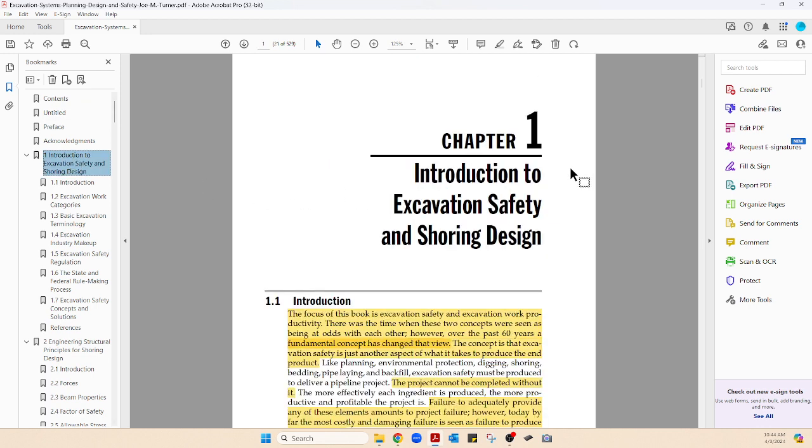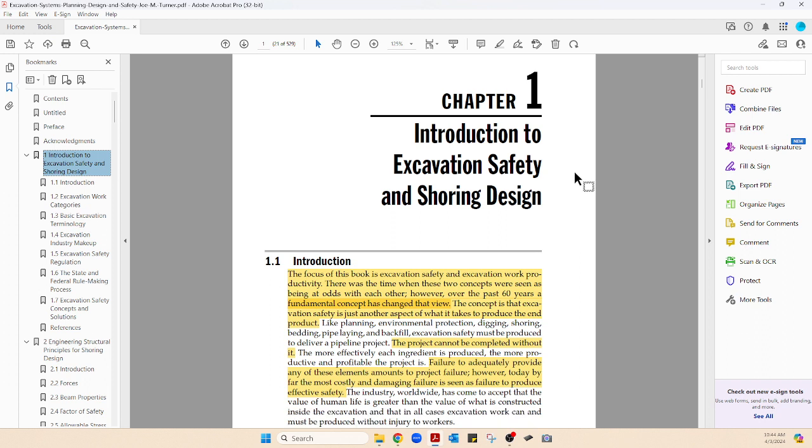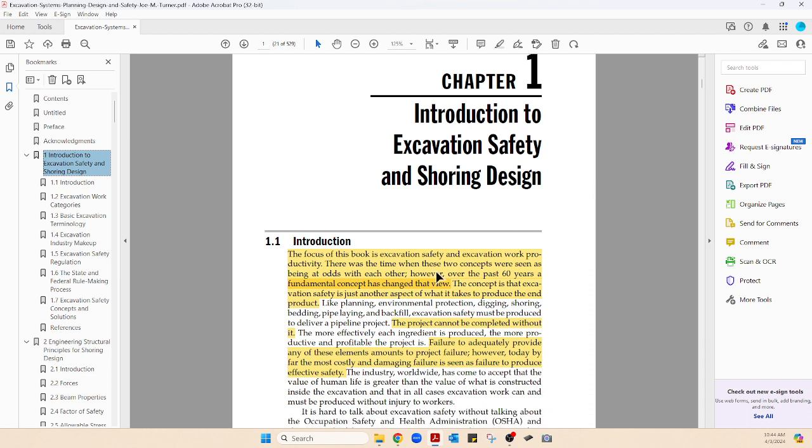But for now, I got some things I want you to look at in chapter 1, and I've highlighted them. I have a PDF myself, and you have an ebook which you can highlight. But here is the focus of the book. It says the focus of this book is excavation safety and excavation work productivity. Let me finish here.